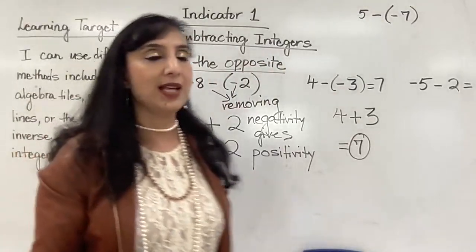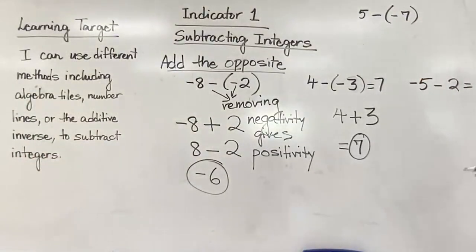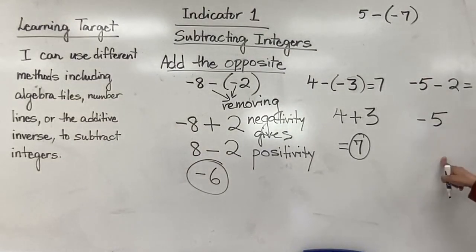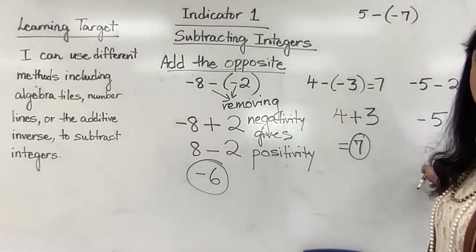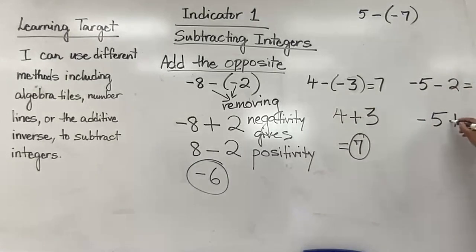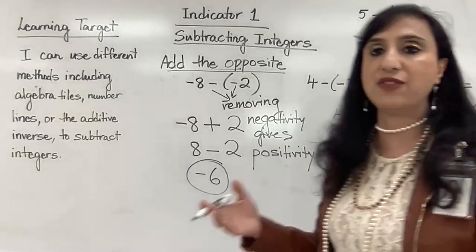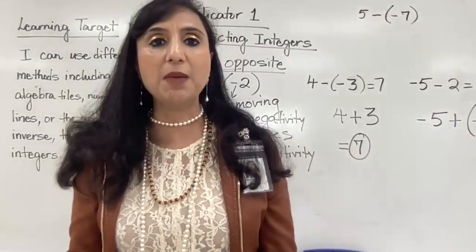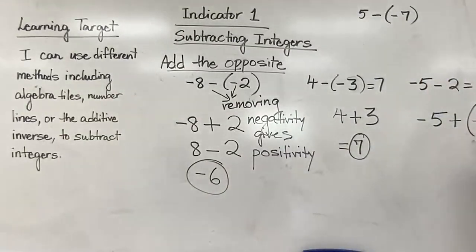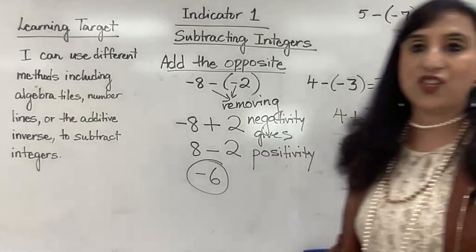All right, and let's look at the last one. I have -5. Bring that down as is. Now change the minus. You're adding the opposite, so change the minus to a plus. Change the 2 to a -2, because opposite of 2 is -2. Now, since I have the same signs, I am going to add them up, and I have -7, and that is going to be my answer.